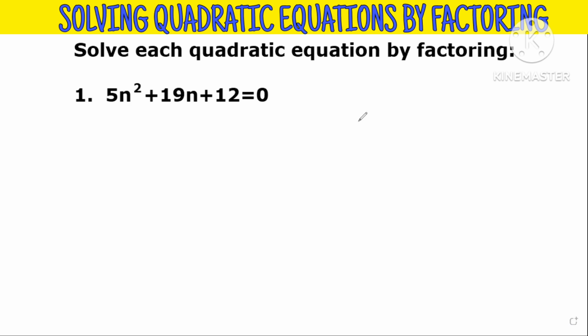So let us consider the following example. Solve each quadratic equation by factoring. Number 1, we have 5n squared plus 19n plus 12 equals 0. So let us follow the three-step rule.